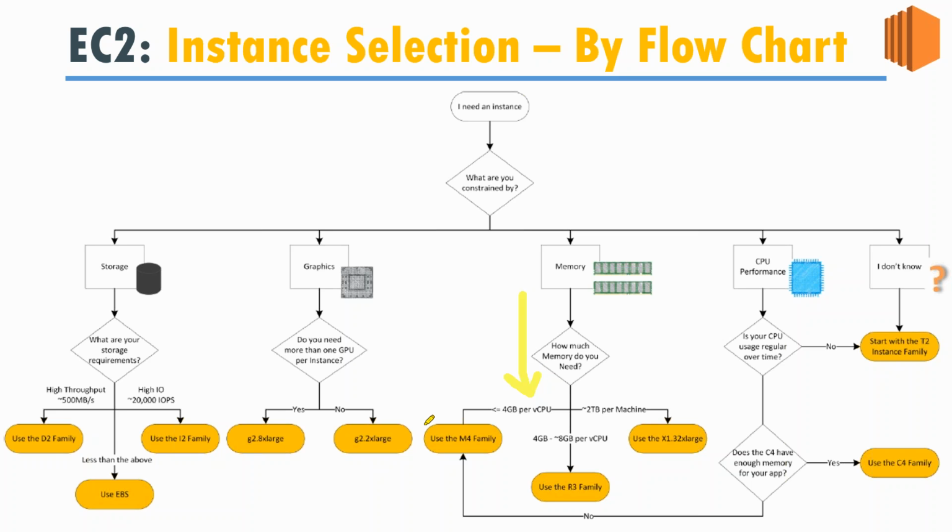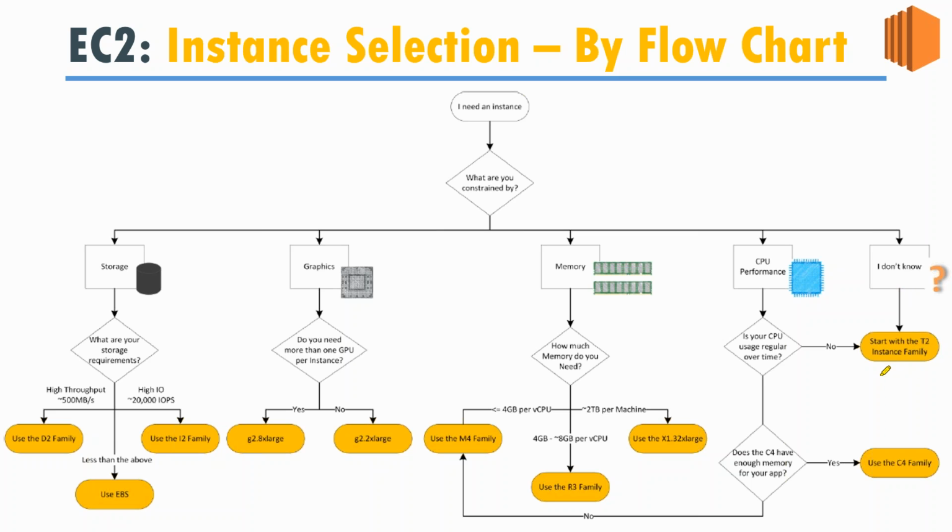And are you going to be a CPU intensive machine? Then you go ahead and choose a C4, or if you don't need a C4, and you want enough memory and enough CPU, you just go and choose a T2 micro. The reason T2 micro is given when you don't know is that T2 has something called a burst capability.